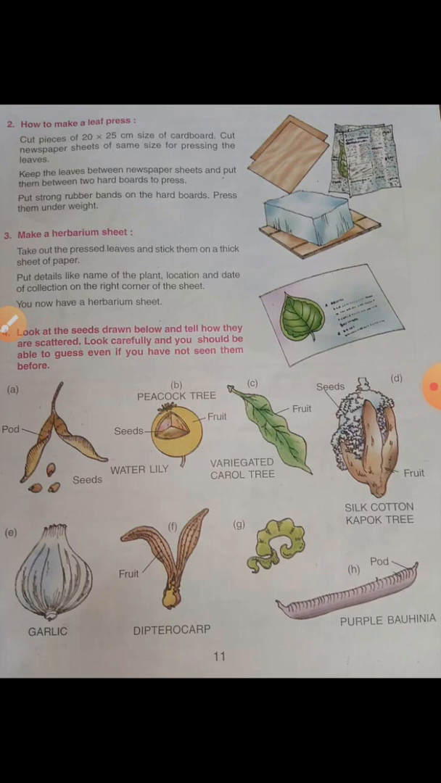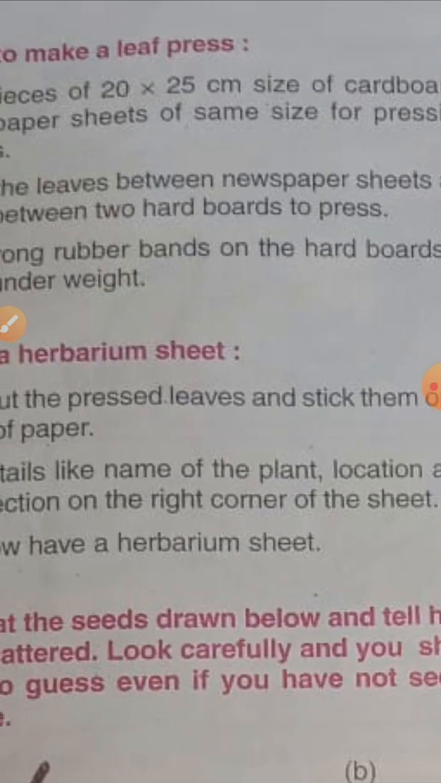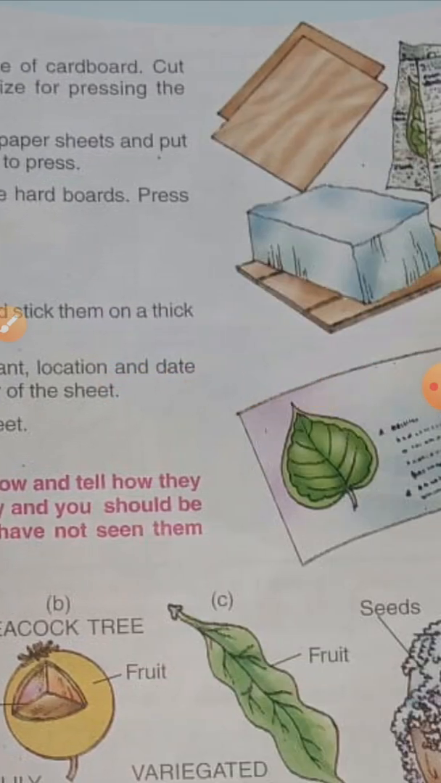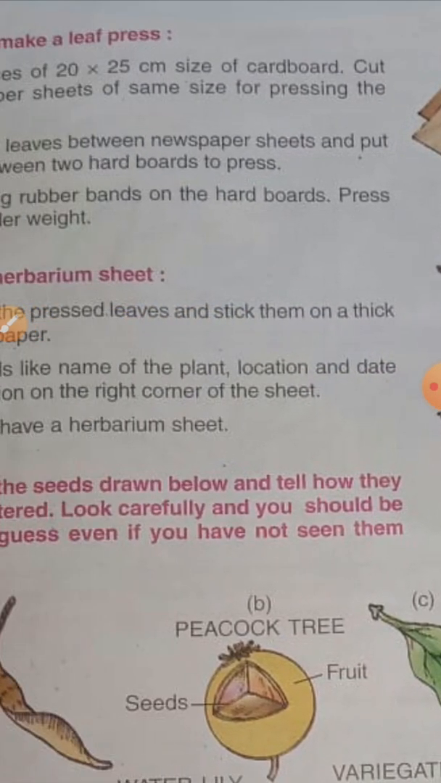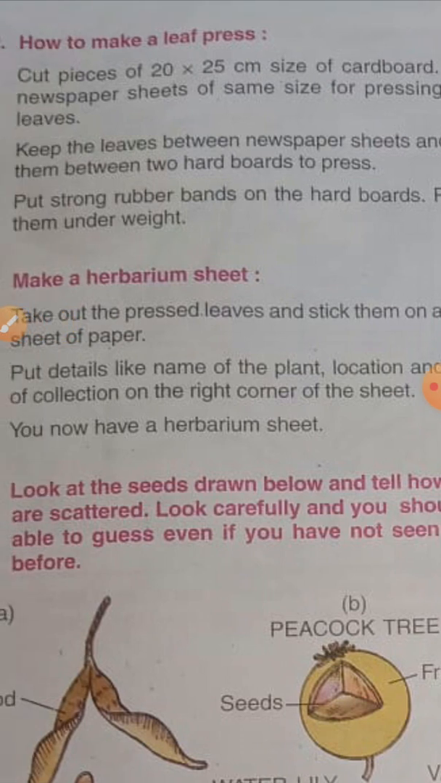Now today we will do an activity based on these chapters, and here you can see how to make a leaf press. You have to collect some leaves from nearby, around 10 leaves of different plants, to make the leaf press. For that you have to collect the leaves and take newspaper sheets of size 20 by 25 centimeters.